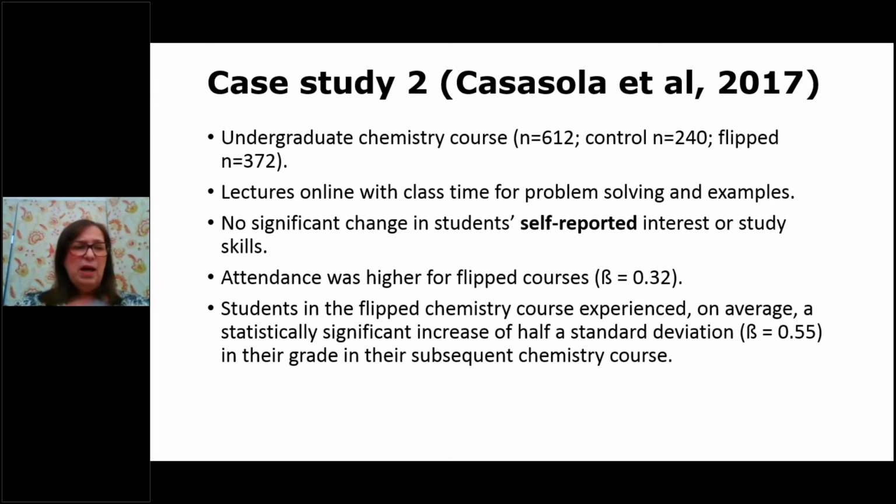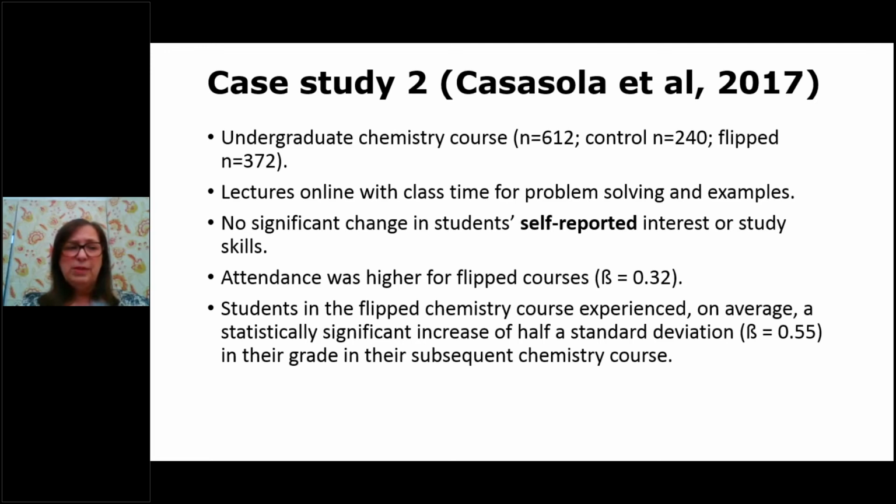And then secondly, we have another study here by Casasola et al. in 2017. This was a larger study, 612 students on an undergraduate chemistry course. 240 students were in the control group, 372 in the flipped group. The lectures for the course were all moved online. So this enabled them to use the class time for problem solving and examples.